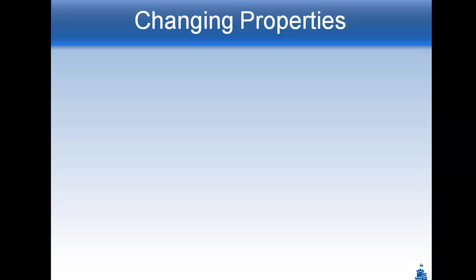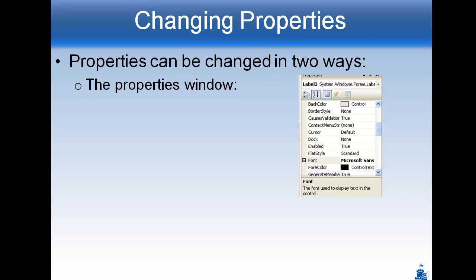All right, so how can we change properties? You know how to do this already. There are actually two ways that we can do it. One of them is in the properties window, right? You see this picture on the right side. That's usually in the bottom right when we're in the Visual Studio program. And you can go through that menu and change any of those at design time. When you're designing the program, you can make those changes.